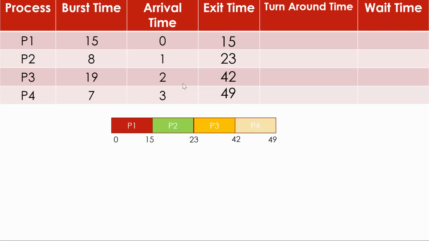Now that I have that, I can calculate the turnaround time, which is my exit time minus the arrival time. So I look at process 1. What is 15 minus 0? That's 15. What about 23 minus 1 for process 2? I'm taking that exit time and subtracting the arrival time. That's 22. What about process 3? This is 42 minus 2. That's 40. What about process 4? 49 minus 3.